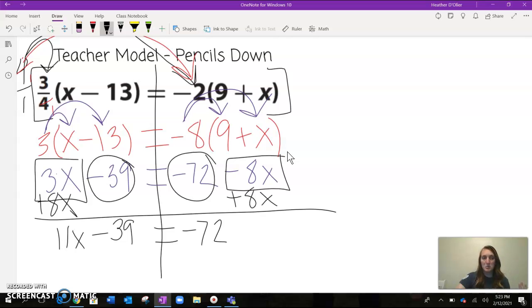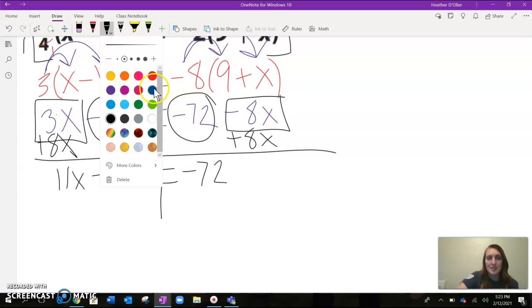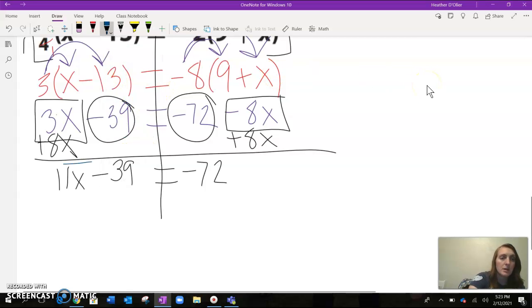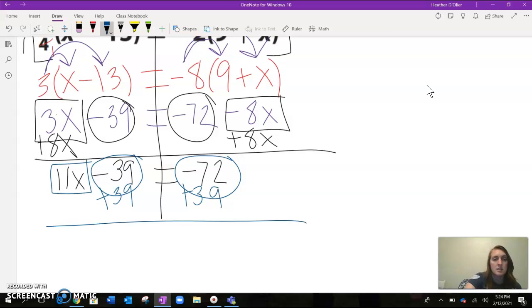Okay. I've got a normal two-step equation here. I am going to box and circle, so I'm keeping that consistent. So we see those. Box my 11x, circle my negative 39, circle my negative 72. Just so I'm really visually separating my variables from my constants. Oh, and I need to combine those circles. I need to combine them by doing the inverse operation. Add 39, add 39. I'm going to continue this line in blue, it's fine.